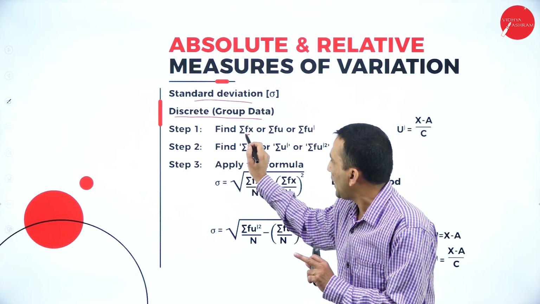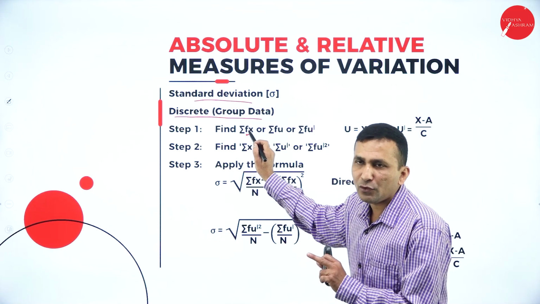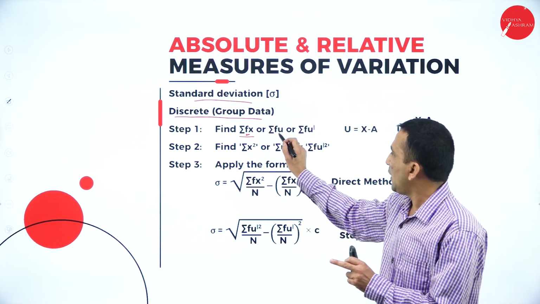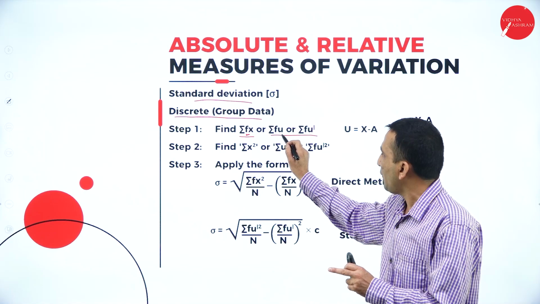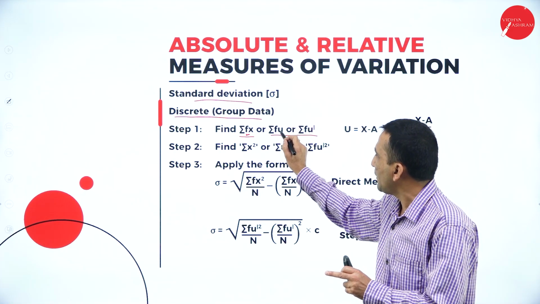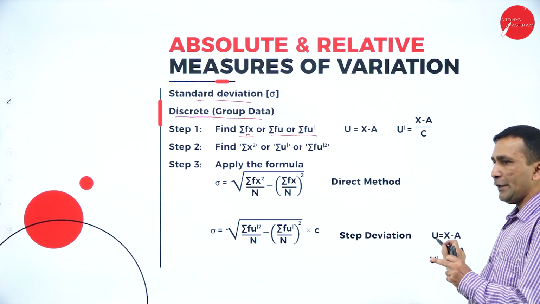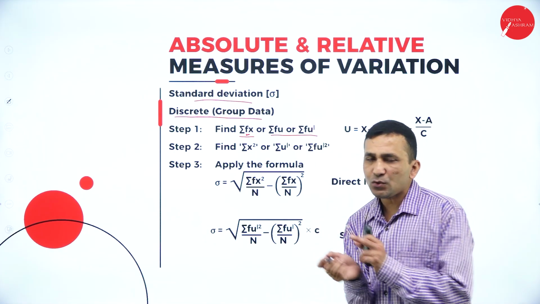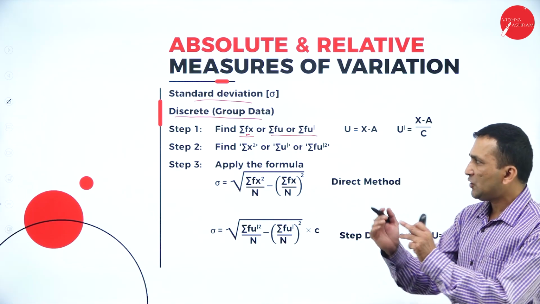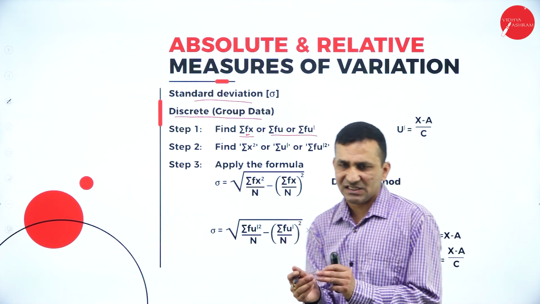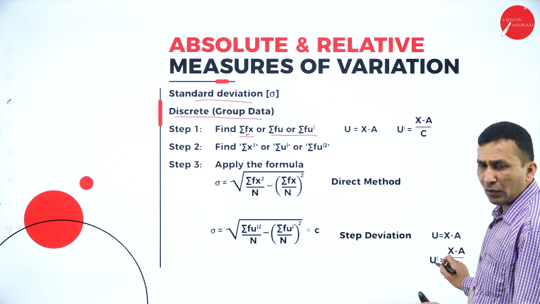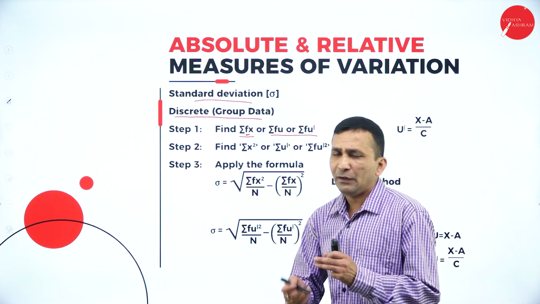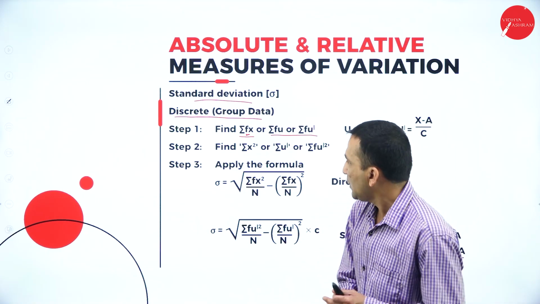In the first step we find using the direct formula. Direct method means sigma fx. If you take the step deviation formula, it is sigma fu, where instead of x I am writing u. How can you find the u value? X minus a, the assumed value. Here u dash is written because each and every number is at equal distance, so we write this formula: u dash is equal to x minus a divided by c. When we solve the problem you will get more clarity.